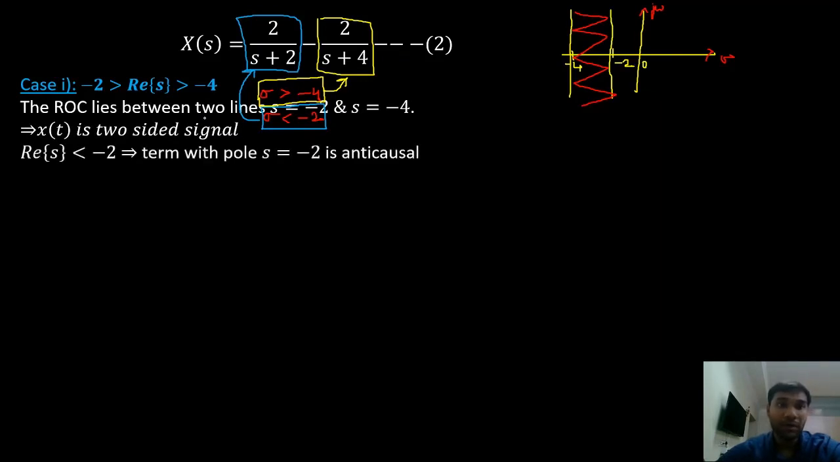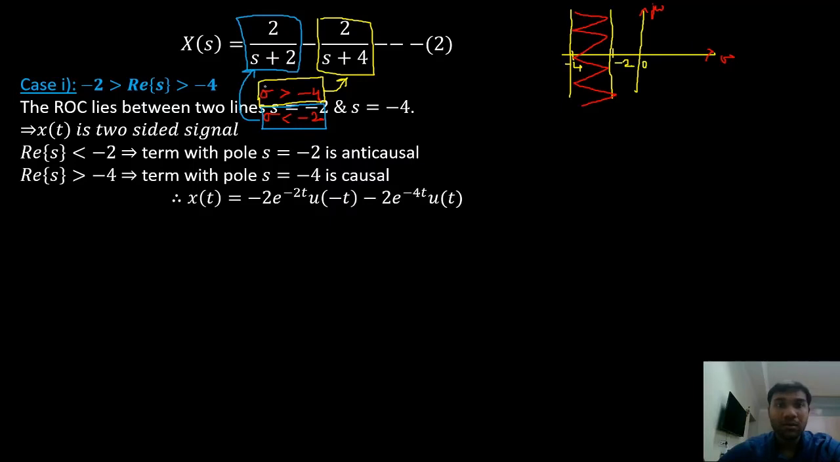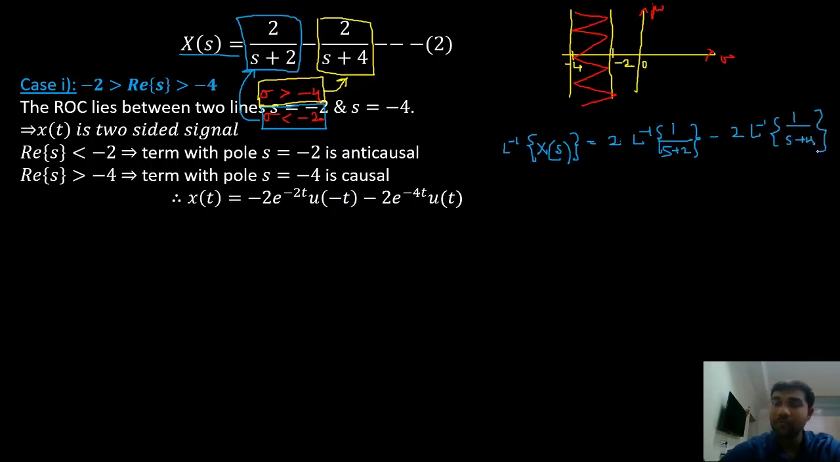Now, to find the inverse Laplace transform, what am I going to do? I am going to apply the inverse Laplace transform on both sides for this X(s). So the Laplace inverse of X(s) is equal to 2 multiplied with the Laplace inverse of 1 by s plus 2, minus 2 multiplied with the Laplace inverse of 1 by s plus 4.